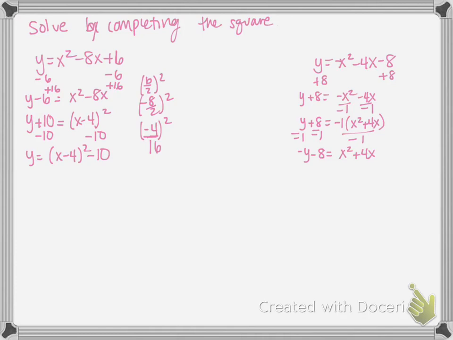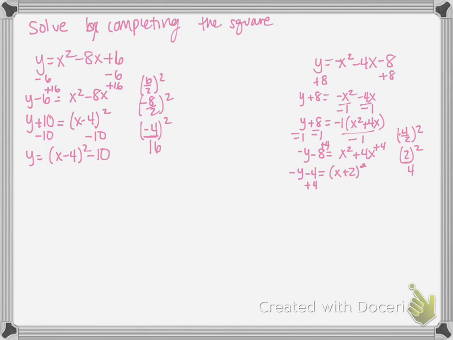Now I can do my completing the square part. So my b is 4, so 4 divided by 2 squared. 4 divided by 2 is 2. 2 squared is 4. So I add 4 to both sides. So negative y minus 4 equals x, it's this number, so plus 2 squared. And then we solve for y to get my y equals equation.